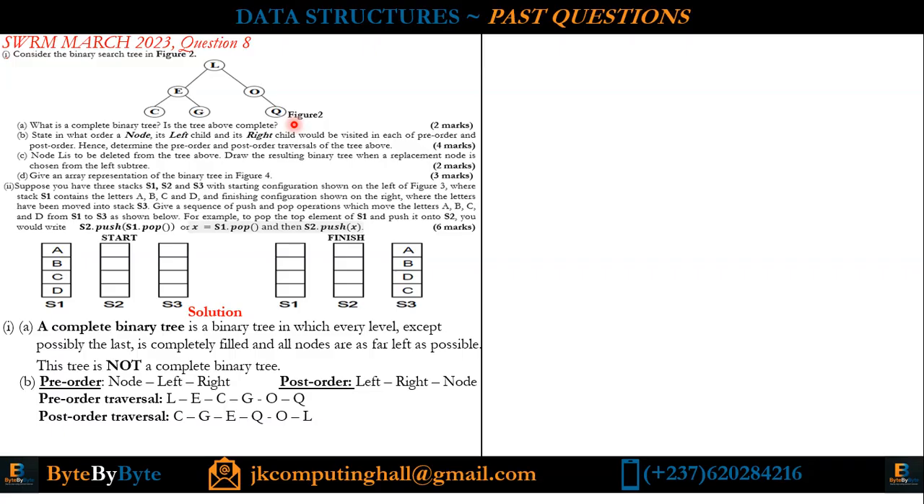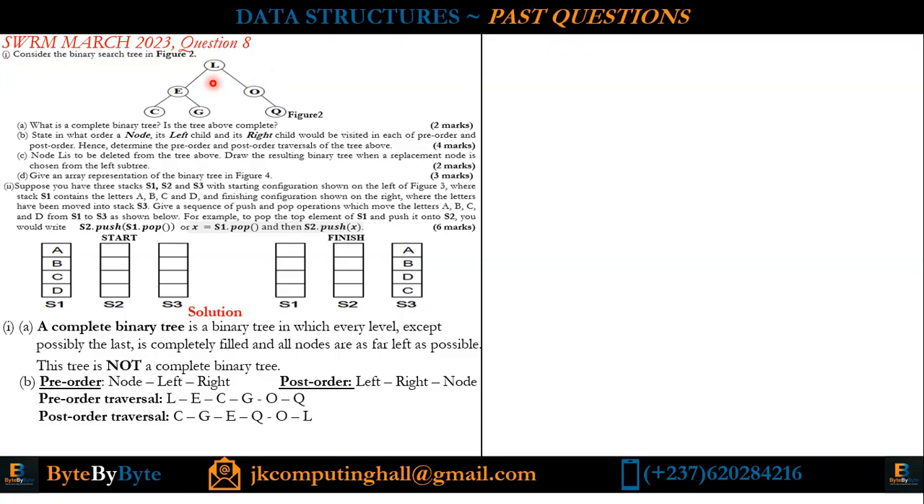C. Node L is to be deleted from the tree above. Draw the resulting binary tree when the replacement node is chosen from the left subtree. So here they specify that L is removed. What are we going to have if we are taking the replacement from the left subtree? Remember that L has two children. And when we are deleting a node having two children, there are two possibilities, but here they specify that it should be taken from the left subtree. And remember that if you are taking the replacement node from the left subtree, then it should be the highest of them, whereas if it is from the right subtree, it's the lowest of them.